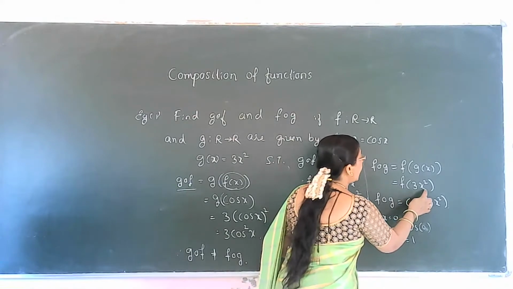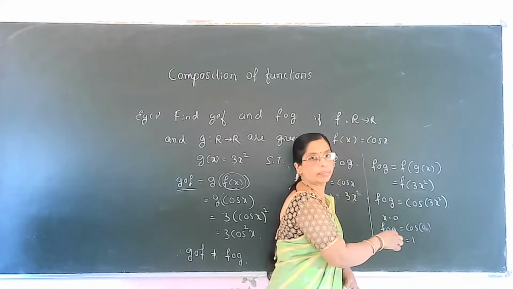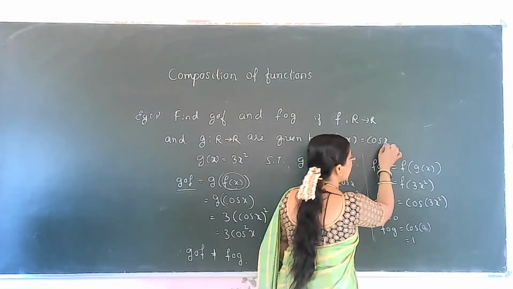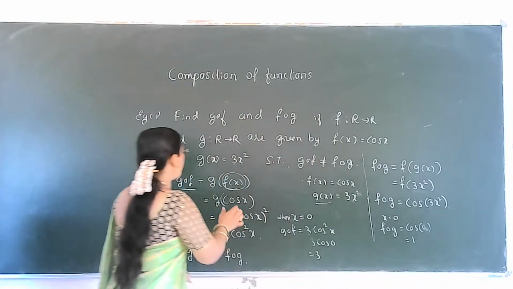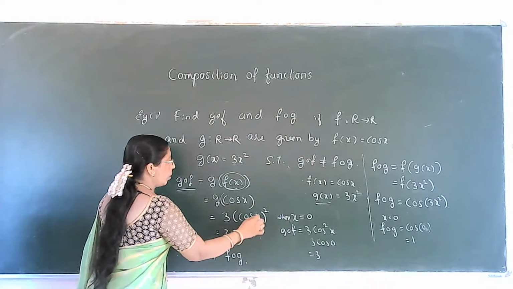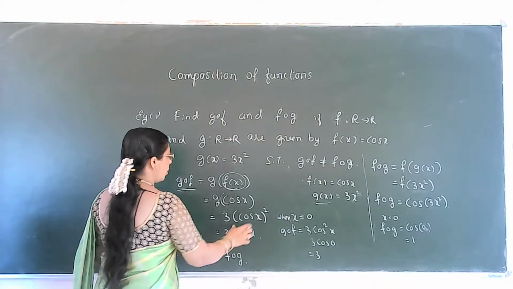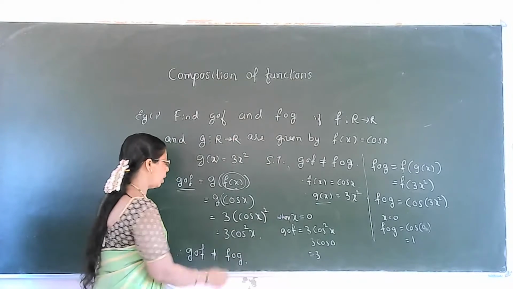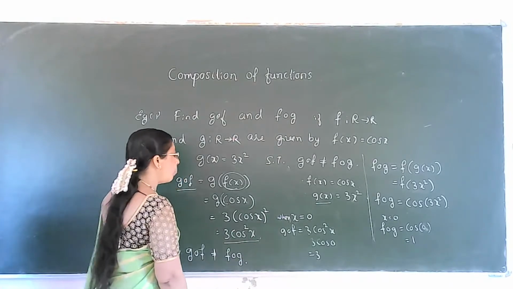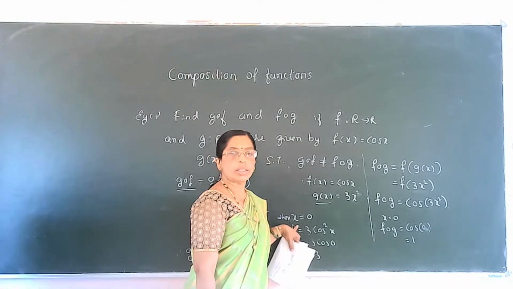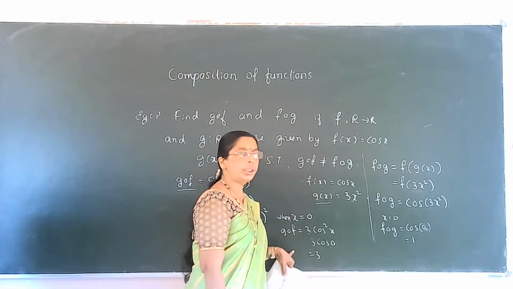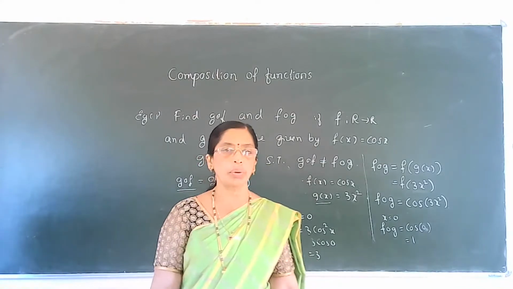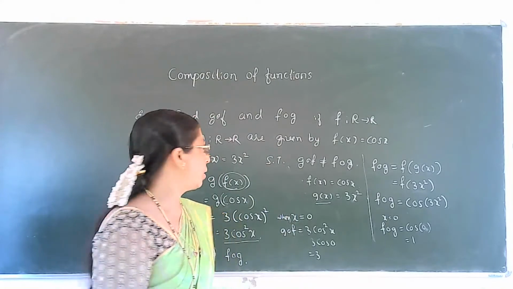Here, we put the value of 3x square in the f function. The f function is cos of x. We replace x by 3x square. Here, we replace x in g by cos x. Therefore, here cos square x. Therefore, it's 3 cos square x. We find the value at x equal to 0. g composition of f is equal to 3. f composition of g is equal to 1. Therefore, they are not equal.